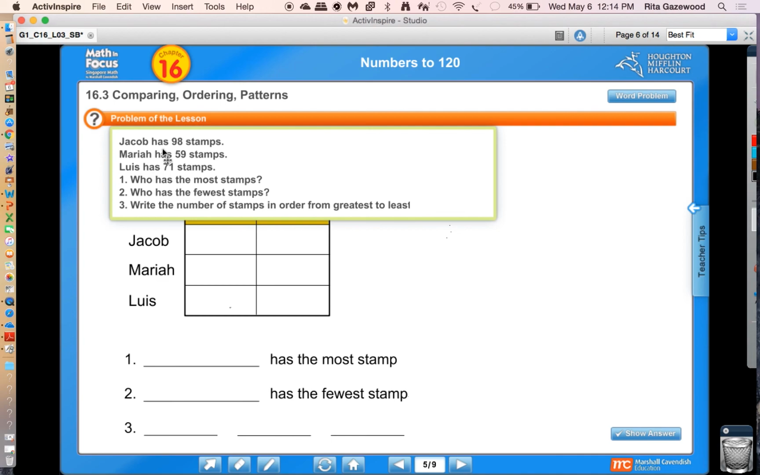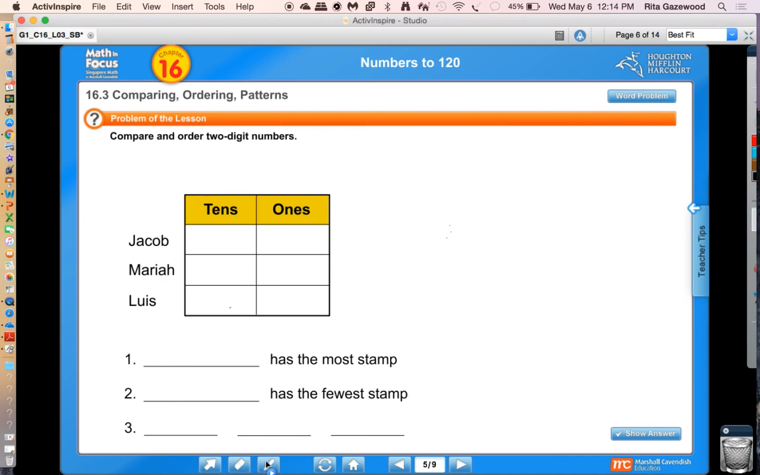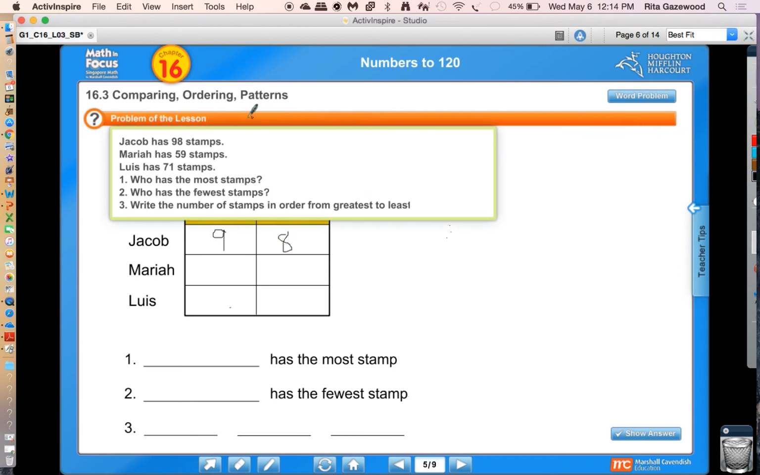So let's start with Jacob. Jacob has 98 stamps. So we're going to record that right here in the place value chart. 98 stamps. Do you remember how many Mariah had? Mariah has 59 stamps. So we're going to record that right here. And Louise has 71 stamps. We're going to record that right here.